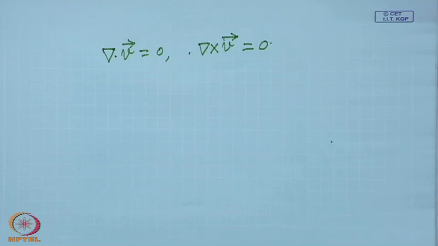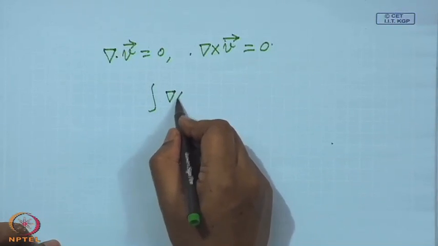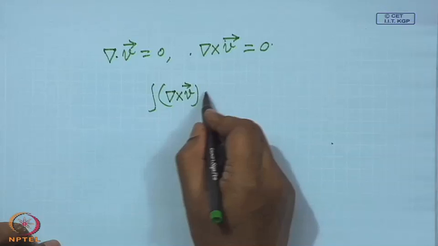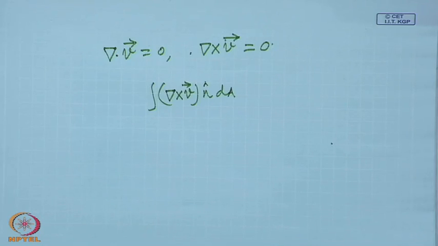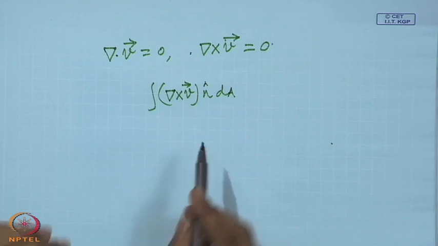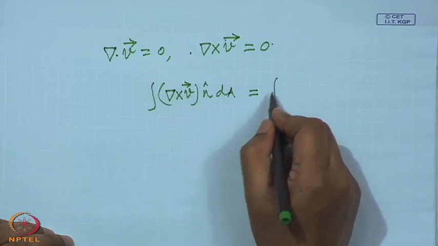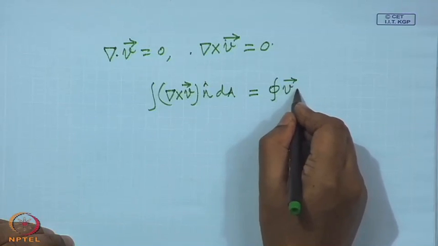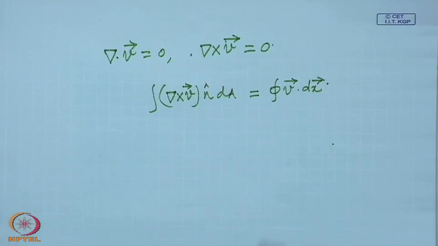we can show that over any open surface, integral of curl of V dot n dA, where this area A is completely immersed within the fluid, this integration will be 0, because curl of V is 0 everywhere.